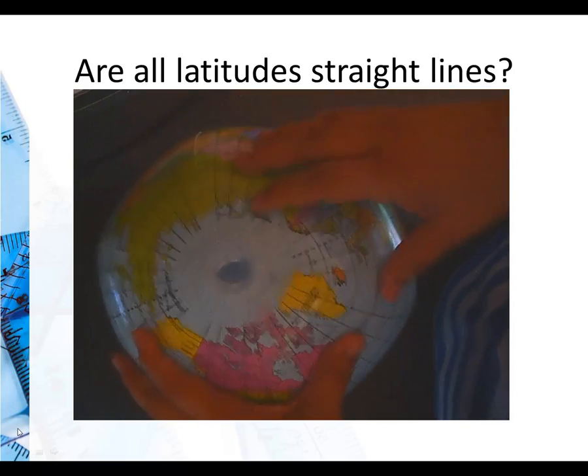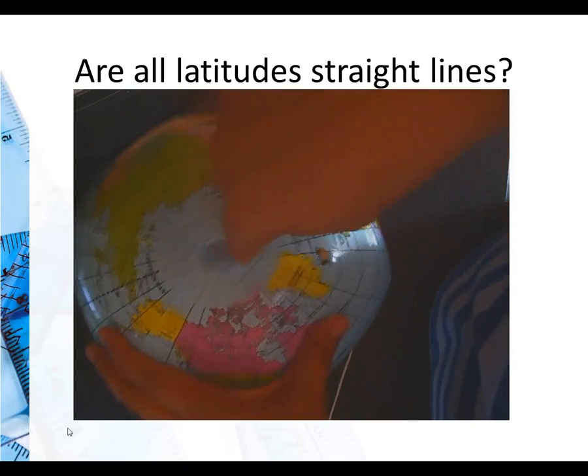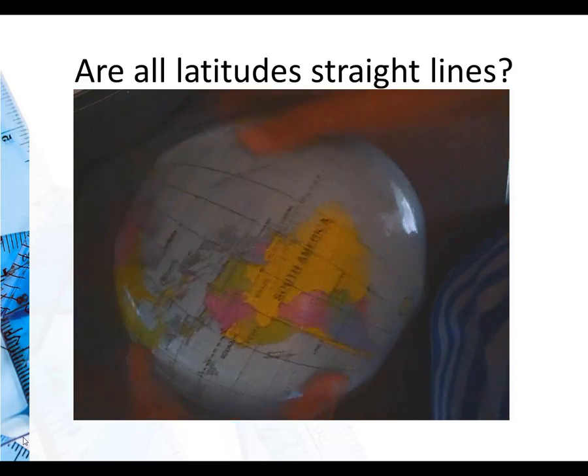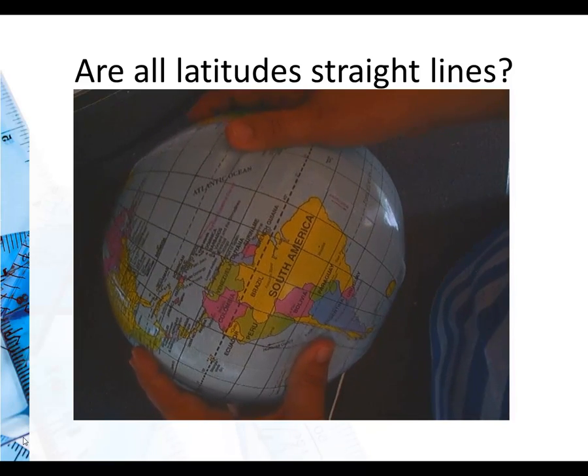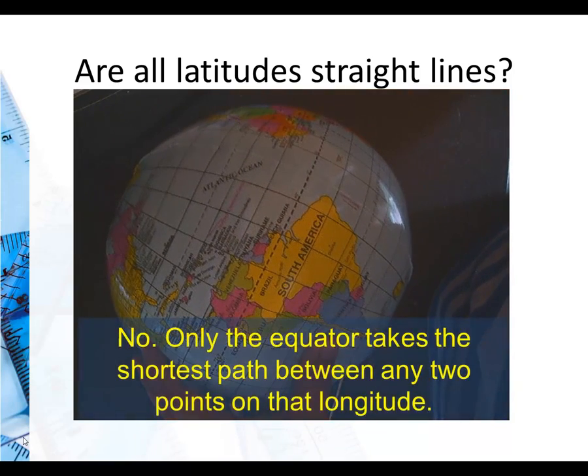One last thing on the latitudes, if you look from the North Pole on my kind of wonky sphere globe here, you also see that when you look from the north, these latitudes don't look so straight anymore. And in fact, we've discovered there's only one straight latitude, and that is the equator.